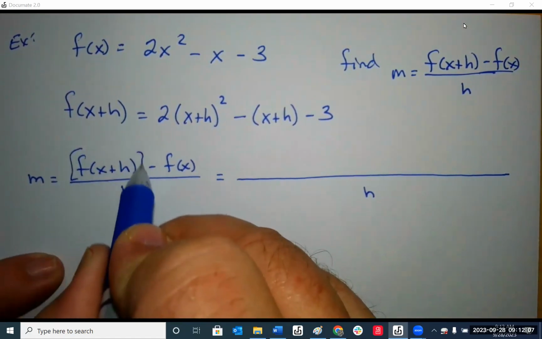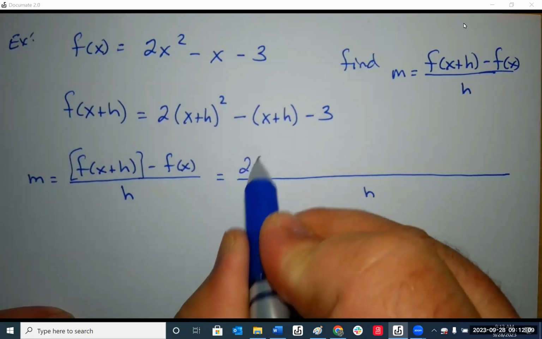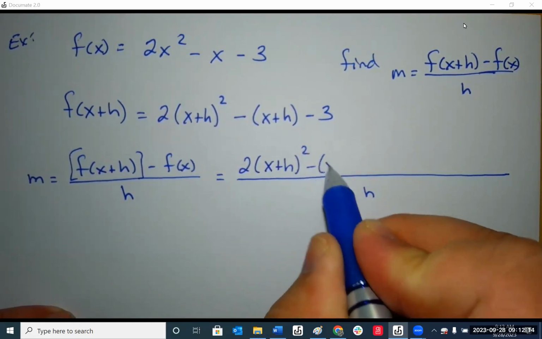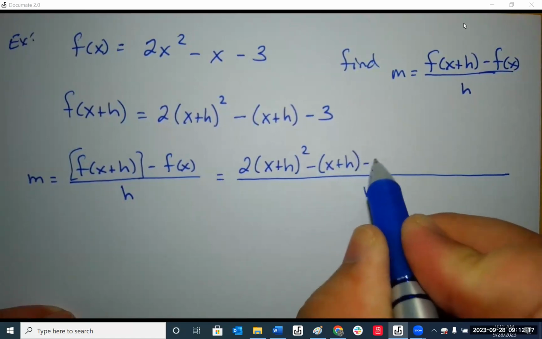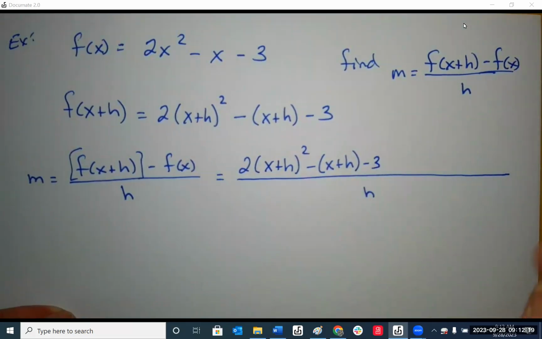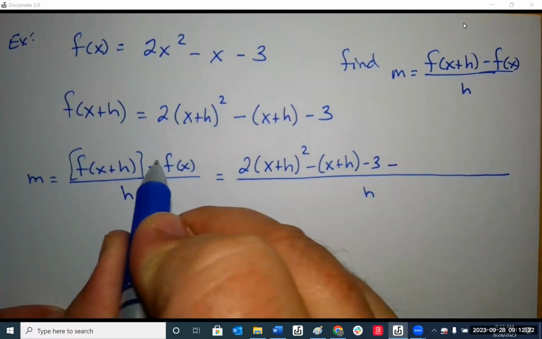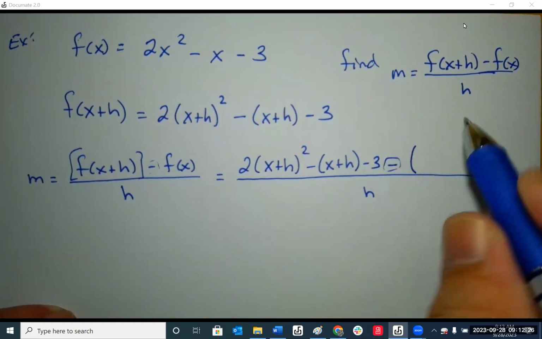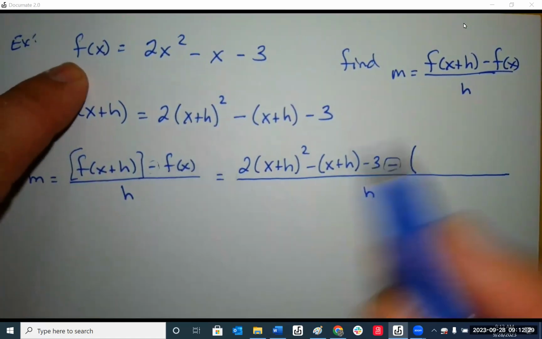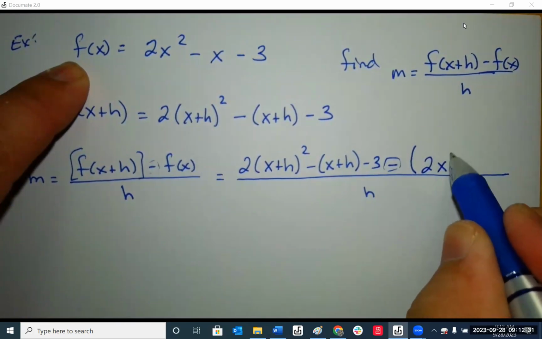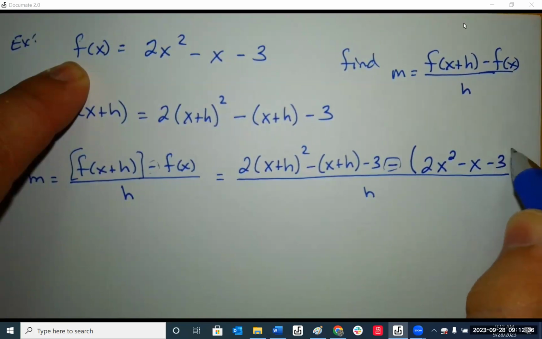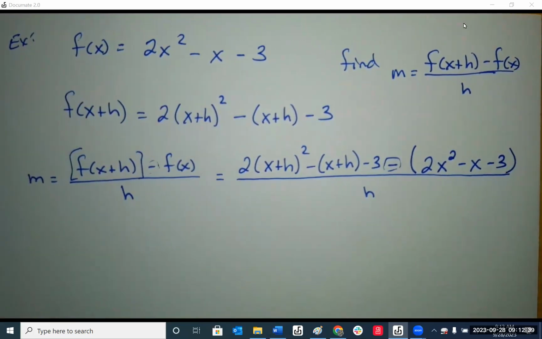So this first part is 2(x + h)² − (x + h) − 3. There's the minus sign, and whatever's behind it goes in parentheses. It's the f(x): 2x² − x − 3.